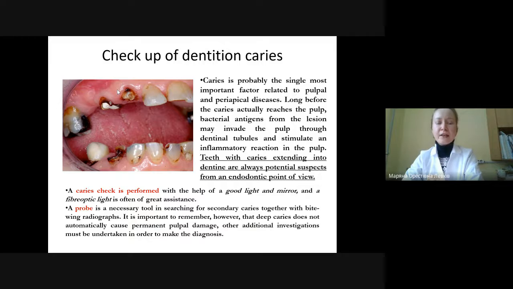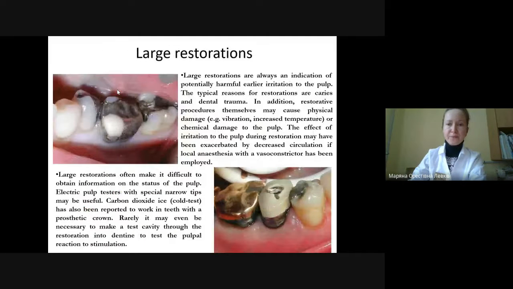Dental caries can be checked both by visual examination and by using a probe. The probe is a necessary tool in searching for secondary caries, together with bite-wing radiographs. It is important to remember, however, that deep caries does not automatically cause permanent pulpal damage. Other additional investigations must be undertaken in order to make the diagnosis.